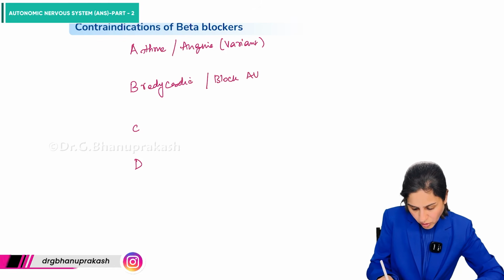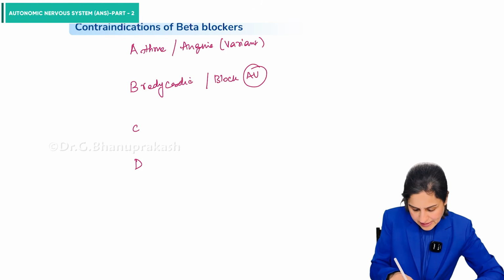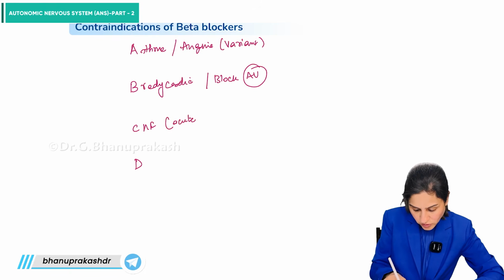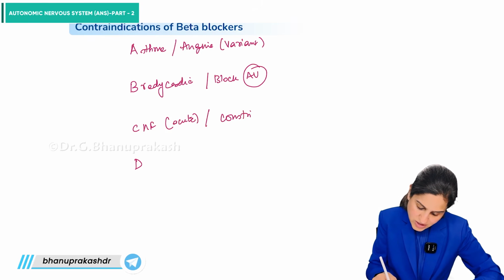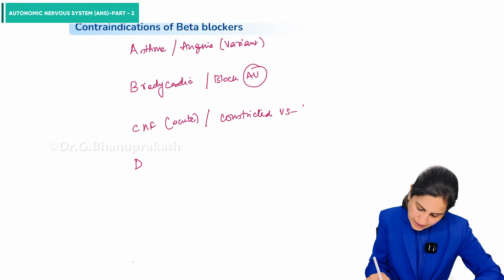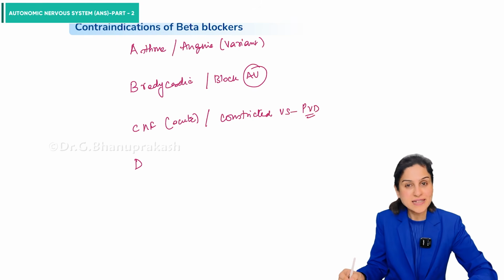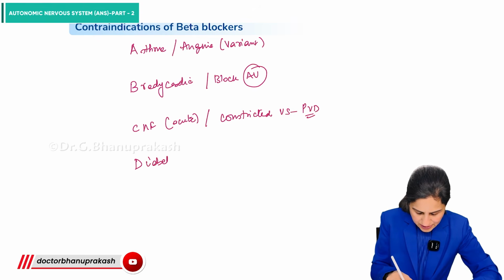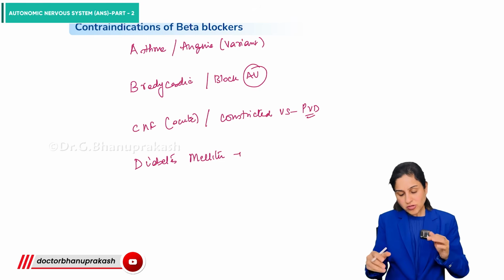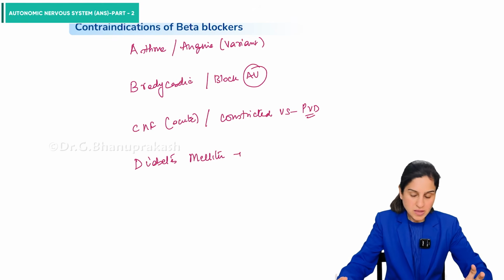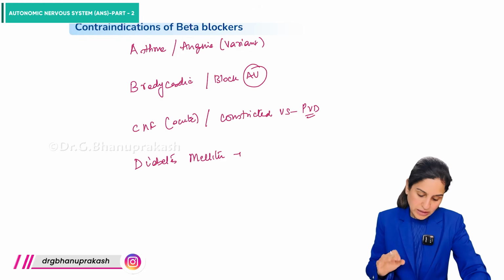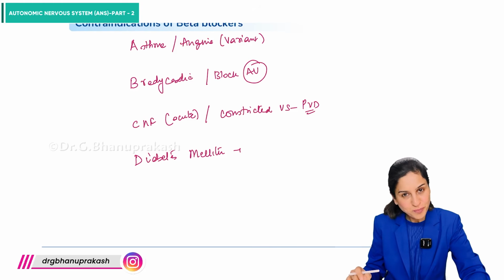block, AV block. Okay. C is, actually you can say, congestive heart failure, which is acute in nature. We always give in compensated, never in decompensated. And then C can stand for constricted vessels, like in peripheral vascular disease. D is diabetes mellitus. It can lead to loss of the signs and symptoms of hypoglycemia in these patients. So these are the important contraindications to the use of beta blockers.